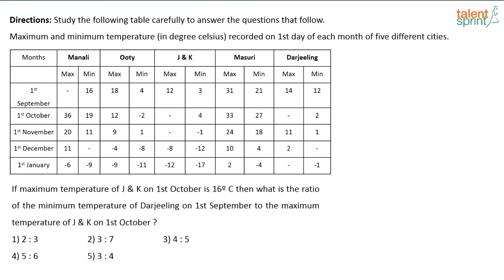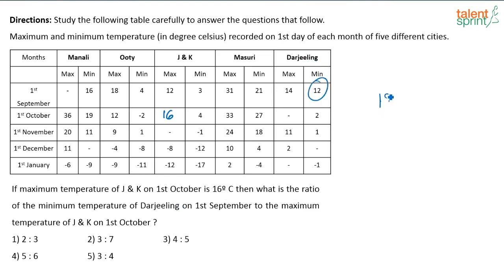Next one. If the maximum temperature of Jammu and Kashmir on 1st October is 16 degrees Celsius, then what is the ratio of the minimum temperature of Darjeeling on 1st September to the maximum temperature of Jammu and Kashmir on 1st October? Yes. So what is given here? If the maximum temperature of Jammu and Kashmir on 1st October is 16. So if this is 16, then what is the ratio of the minimum temperature of Darjeeling on 1st September? Minimum temperature of Darjeeling on 1st September is 12.